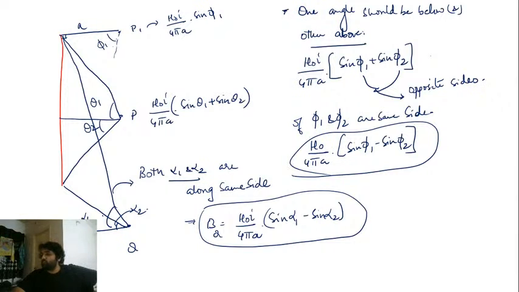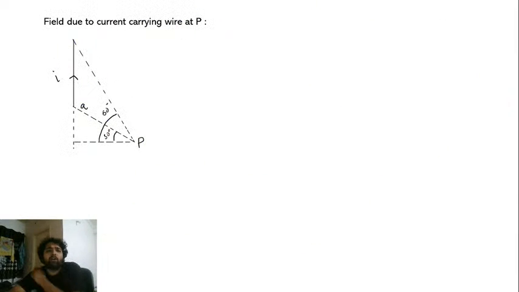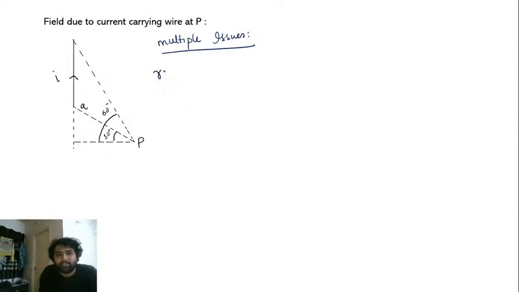So this is how we solve it. Anyone who wants to note this down, just pause this video and note it down. All right. Next, the field due to a current carrying wire at P. अब ये question solve करते हैं. All right. This distance. अब यहाँ पे there are multiple issues here. Multiple issues. First thing you have to find the perpendicular distance.